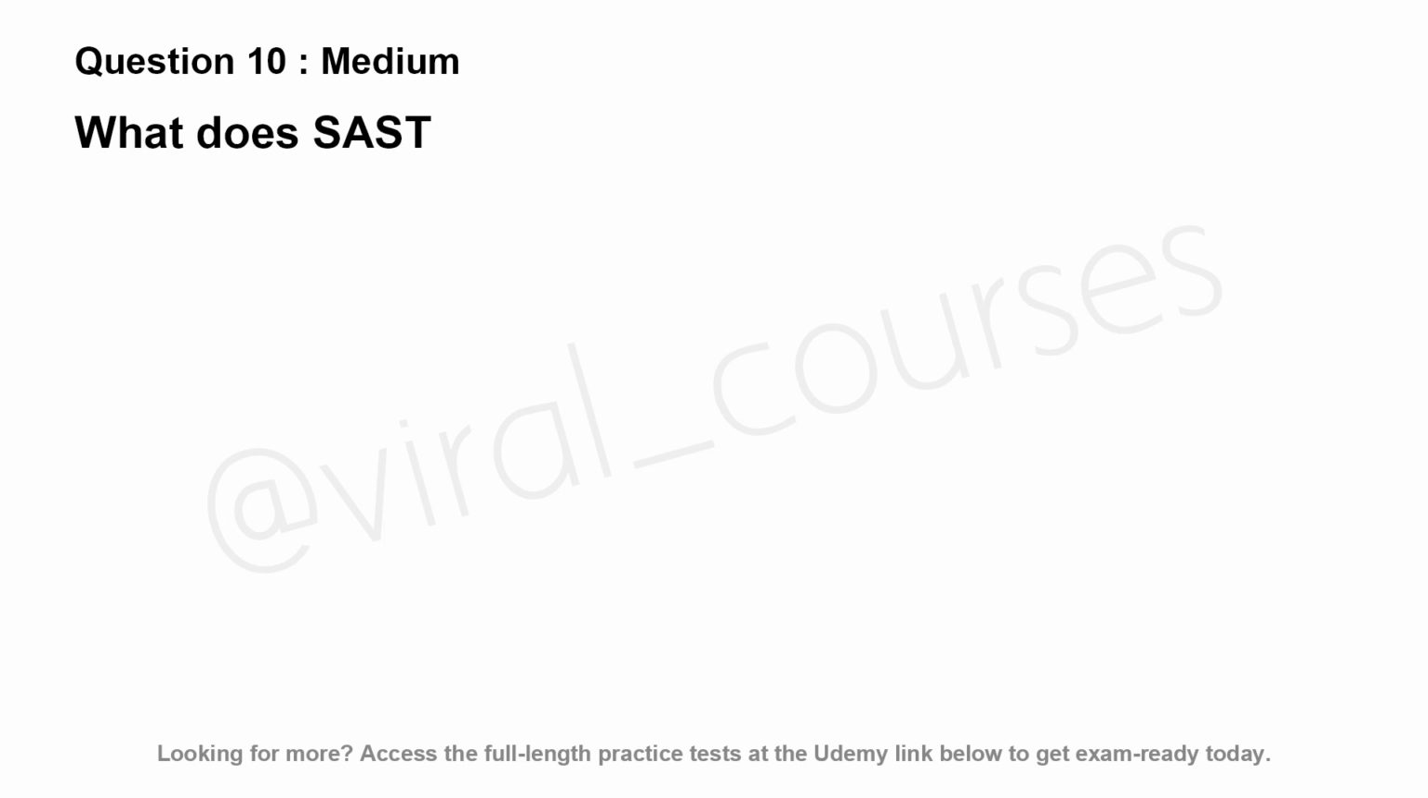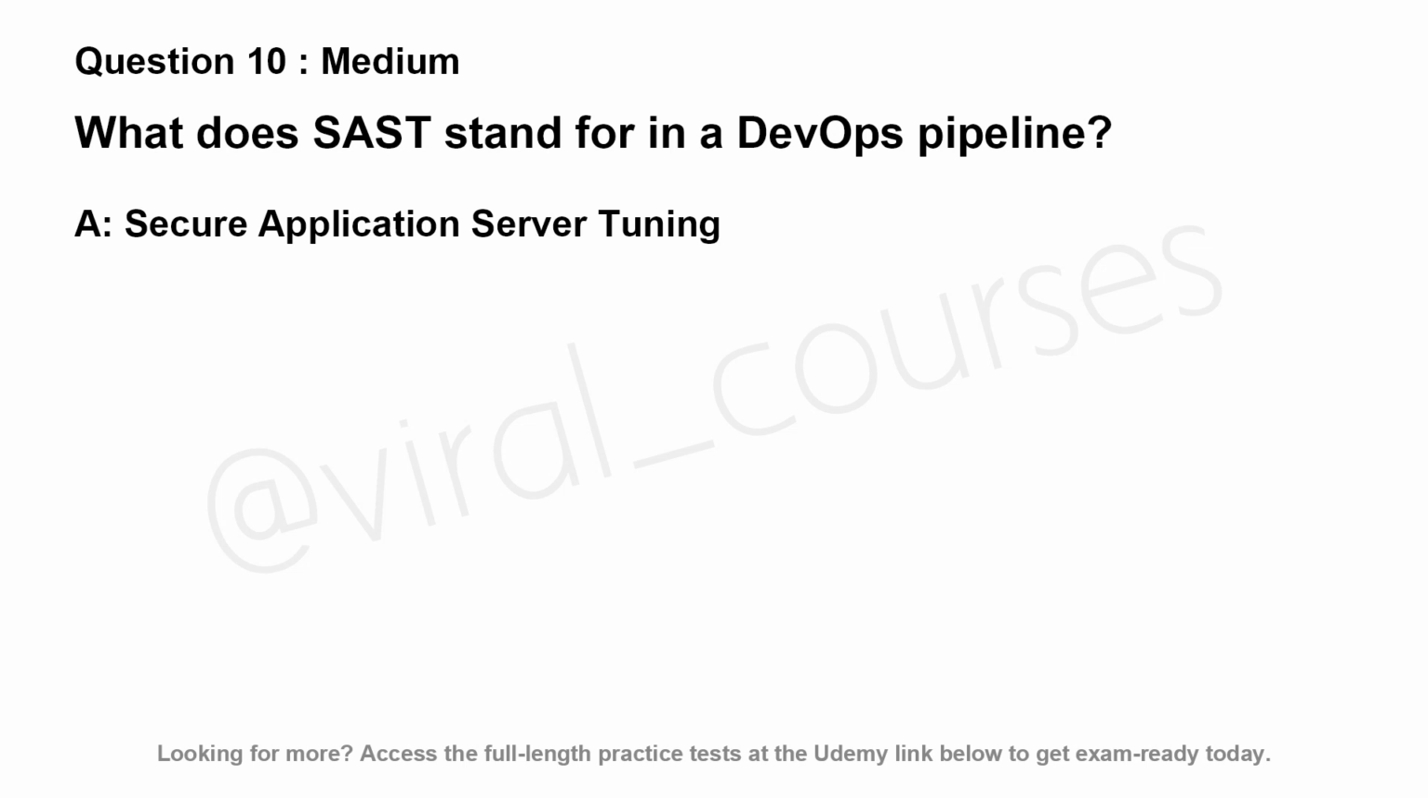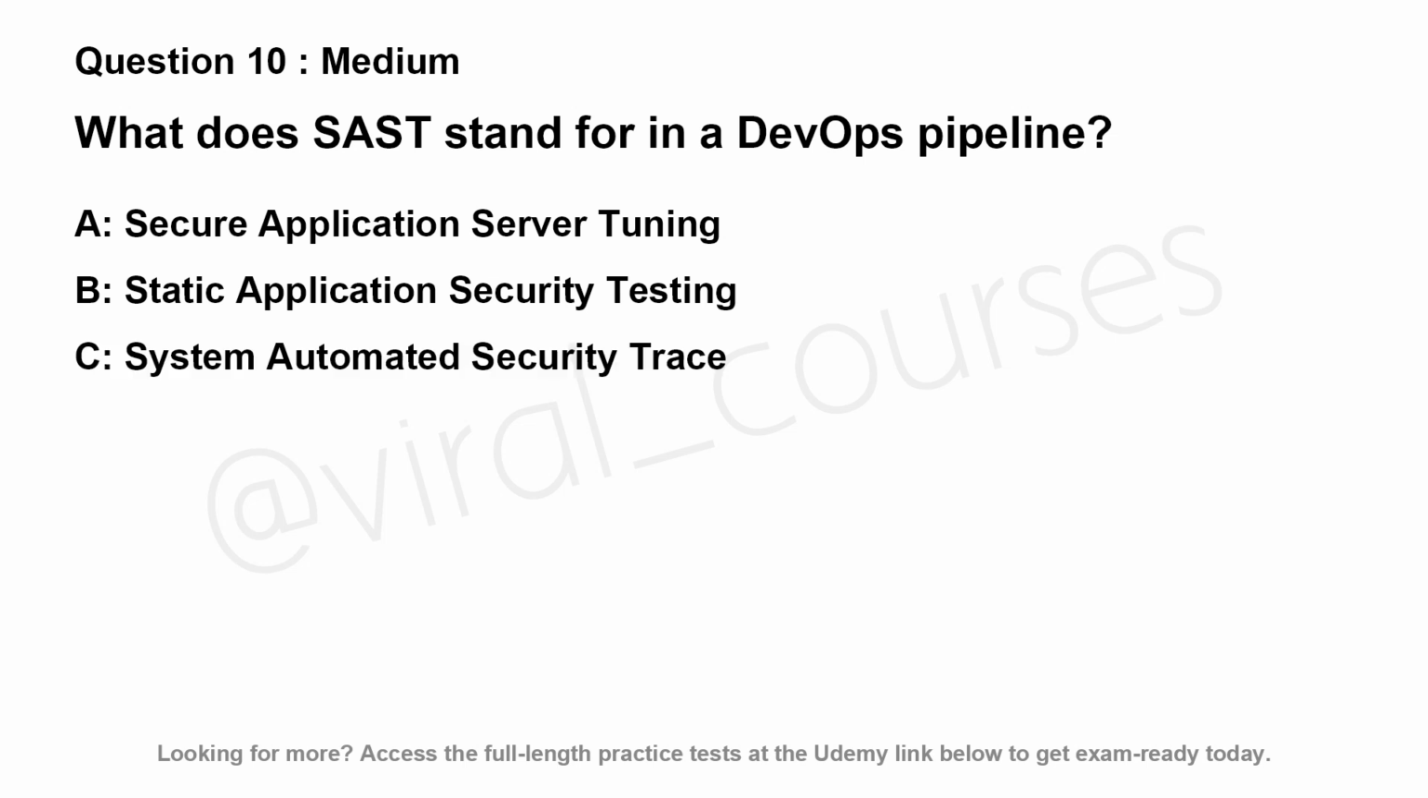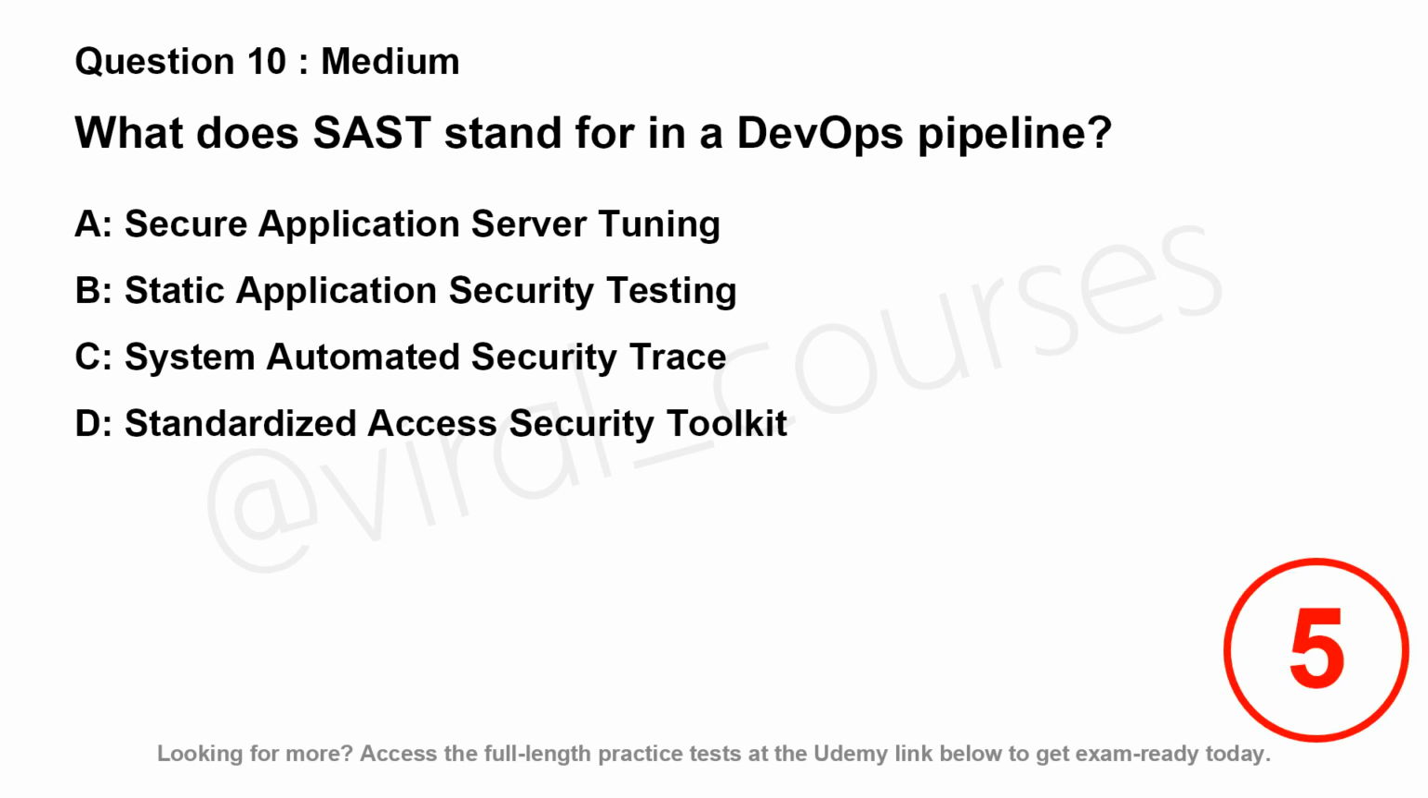What does SAST stand for in a DevOps pipeline? Option A. Secure Application Server Tuning. Option B. Static Application Security Testing. Option C. System Automated Security Trace. Option D. Standardized Access Security Toolkit.